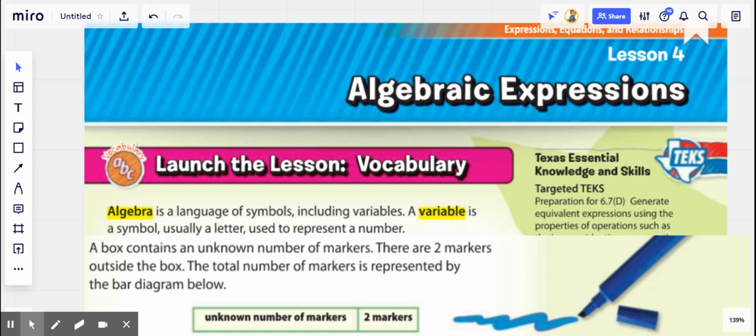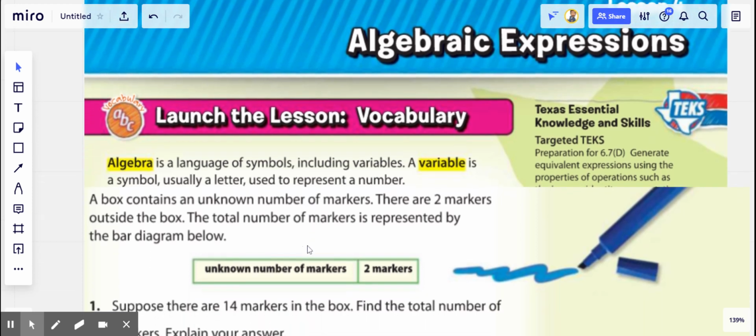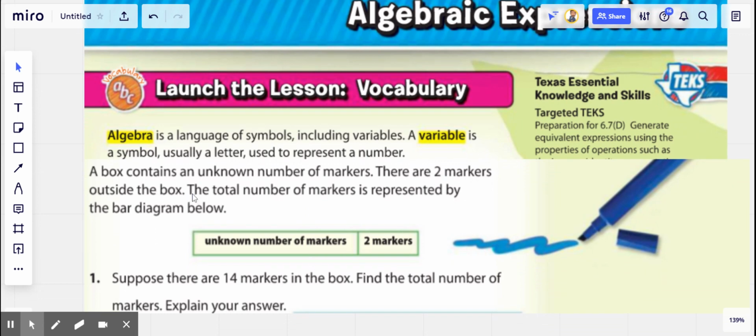So let's look here. It says a box contains an unknown number of markers. There are two markers outside the box, and the total number of markers is represented by the bar diagram below. Let me draw a picture real quick. Let's say we have this blue box, and it contains an unknown number of markers, so we put a question mark there. There are two markers outside the box. That's the box, and two markers.